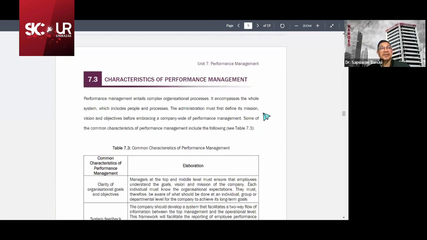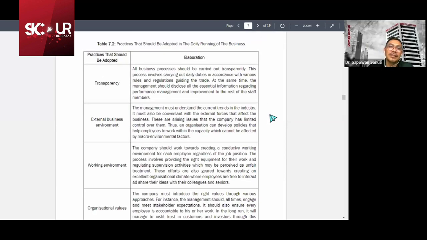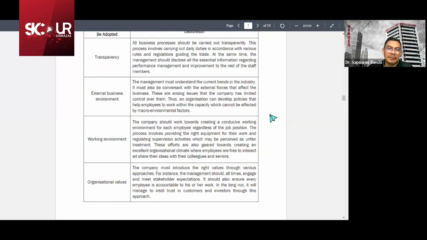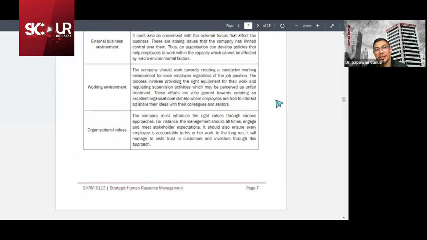Dia boleh tahu lah, okay, you go for company improvement plan. Dia dah tahu dah, aku tak perform. Okay. Characteristic of performance management. Now you know already the principle. Yang paling susah yang mana, guys? Banyak-banyak ni. Mana yang paling susah ni nak buat?